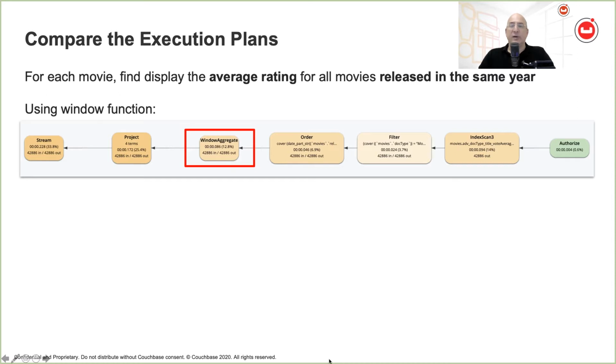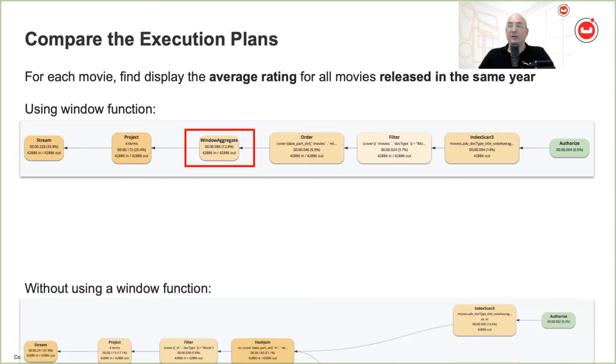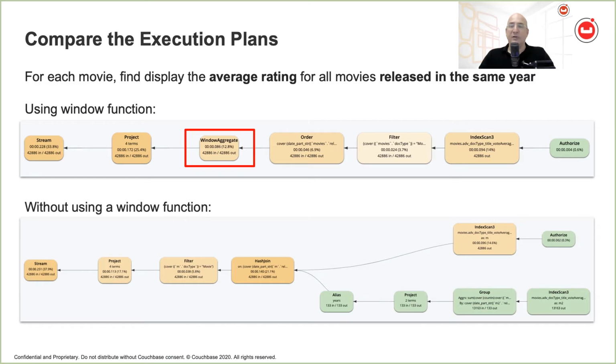Whereas when we inspect the statement that we executed before, that didn't use the window function, it looks quite different. Here there are two index scans, one for getting the documents and another that calculates the average vote for each and every year. And there is a join process that joins these two together. So no wonder why window functions are a lot more performant.